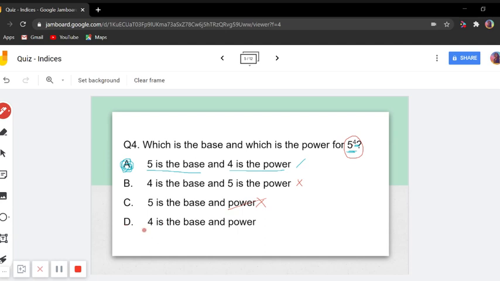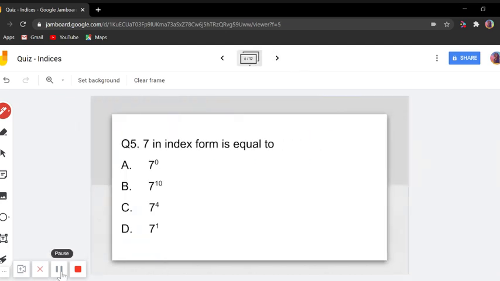And D, 4 is the base and power. 4 is not the base because if we take a look at here, 4 is the index number, the exponent, or the power. So 4 is not the base, but 4 is the power. This is considered as wrong. And the correct answer is A. Let's go to the next question.